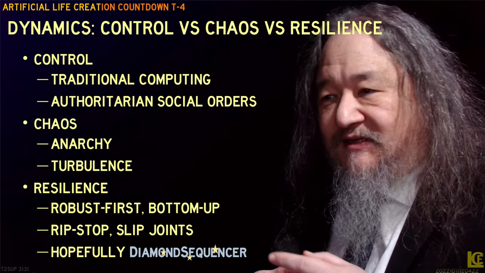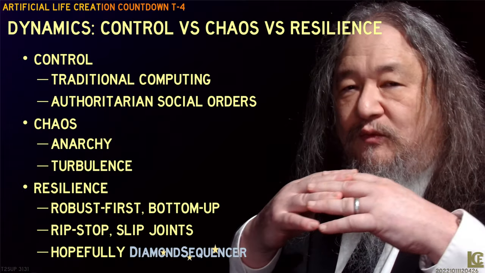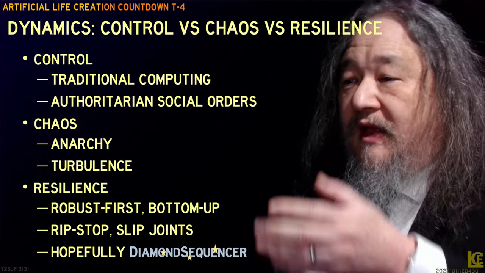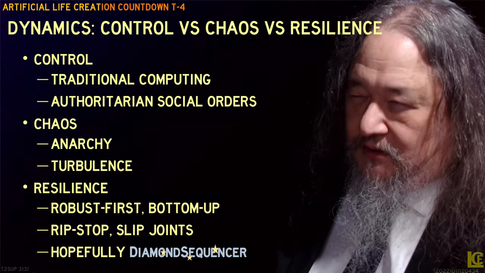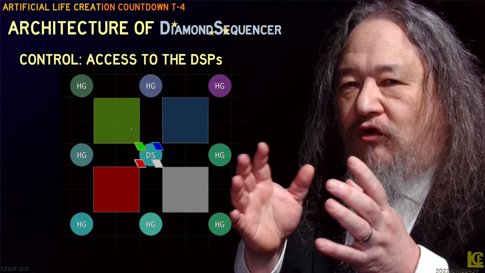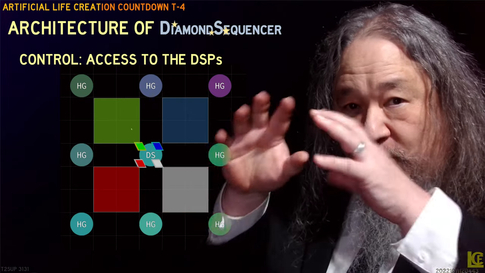And so part of the essence of that is having this idea of slip joints, that things can interact without being rigidly connected. So one can slip and the other one won't go. And hopefully our diamond sequencer will partake of some of this resilience. We shall see. So, the control aspect of the diamond sequencer, here it is. It's a modified form of the HG3.